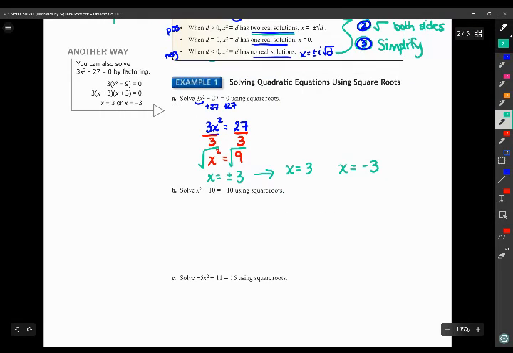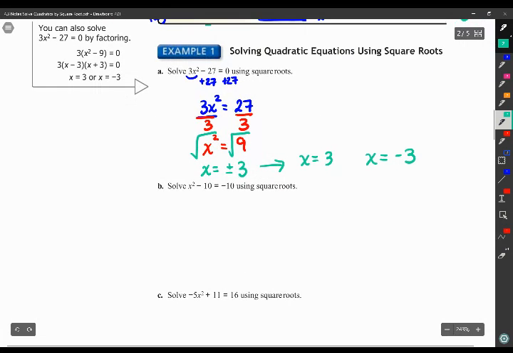Now, if I look at problem B, same idea. First step is still to isolate the squared term. So here's my squared term. I need to get rid of the minus 10 by adding 10.